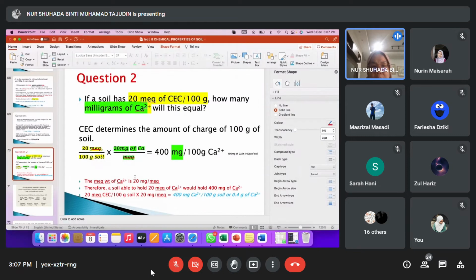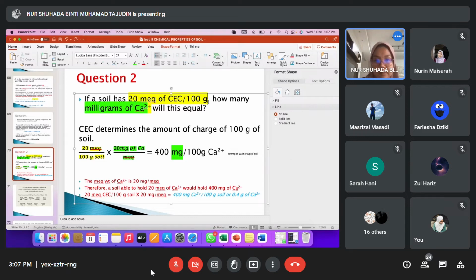Okay? So I repeat back. The soil have 20 MEQ. Meaning that the CEC of a soil. Okay, so this is the CEC of soil. How many milligrams of calcium you want to know in terms of weight? Because this is in terms of CEC, tangan dia ada 20 tangan. Tapi dalam 20 tangan tu ada kalsium kan? Dia pegang kalsium. Tapi in terms of weight, berapa weight kalsium tu dalam 100 gram tanah? Macam tu. Okay. So by calculations like this.